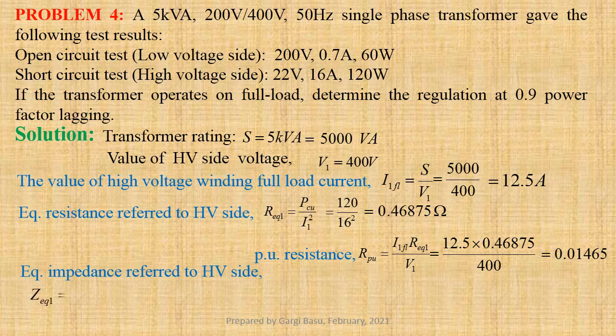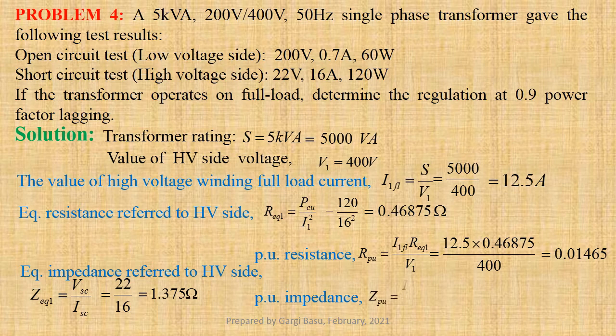Now we shall calculate equivalent impedance referred to high voltage side. ZEQ1 equals VSC divided by ISC. From short circuit test data, we find that VSC equals 22 volt, whereas ISC equals 16 ampere. Therefore, ZEQ1 equals 22 divided by 16, that gives us 1.375 ohm.